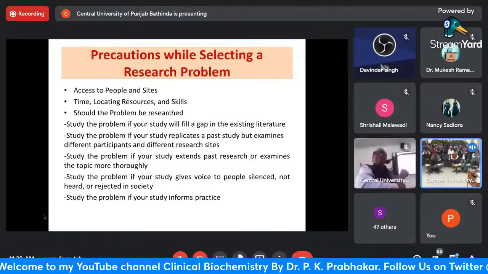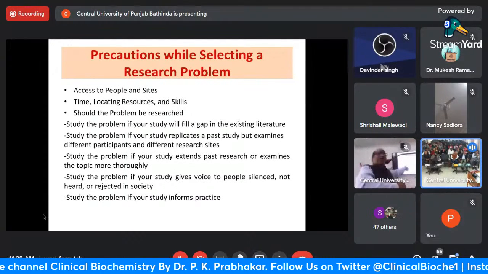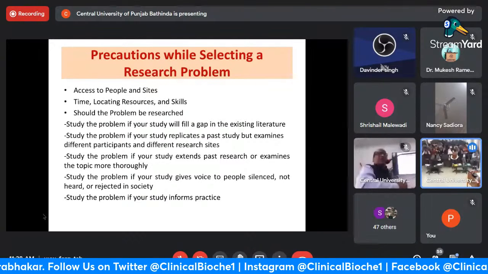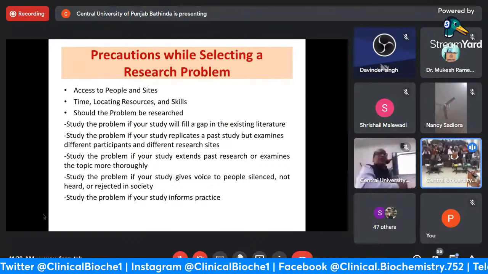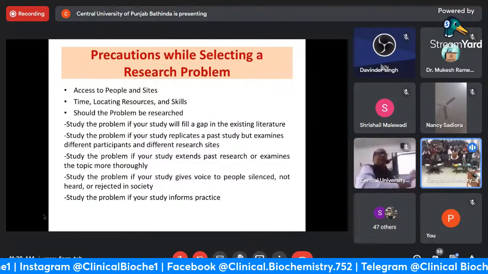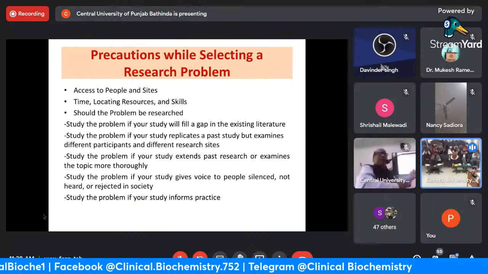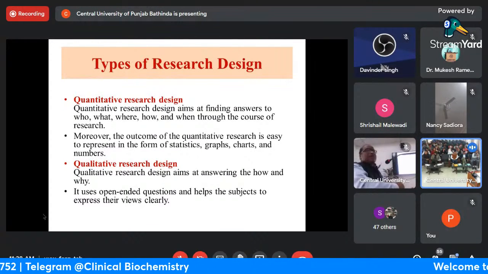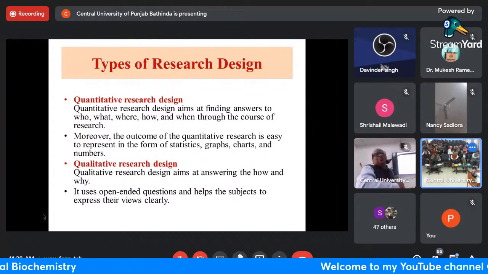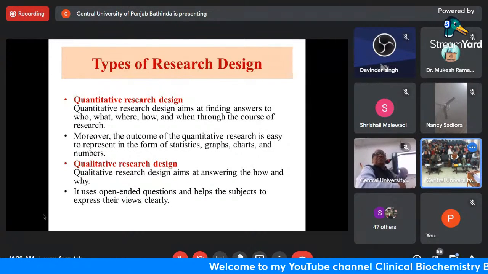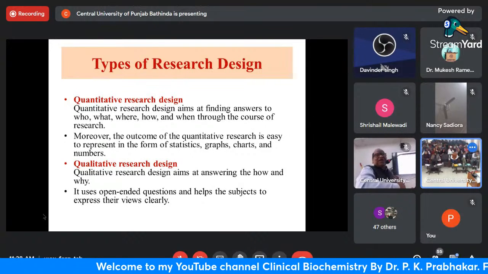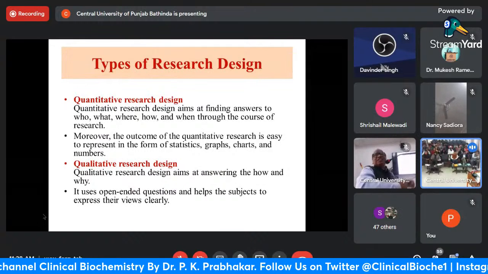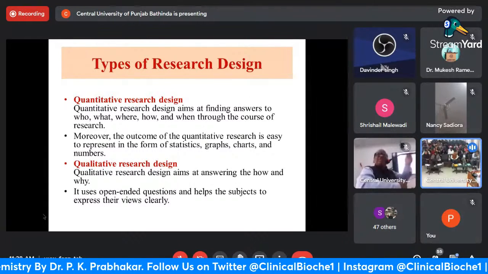These are certain important things which you might have read at your coursework level, at your professor level. Simply, I am highlighting them while selecting a problem. Basically, the research designs, we classify them into two broad headings: quantitative approach as well as qualitative approach. In sciences, we are more concerned with the quantitative approach, and very often we go for the qualitative approach also.